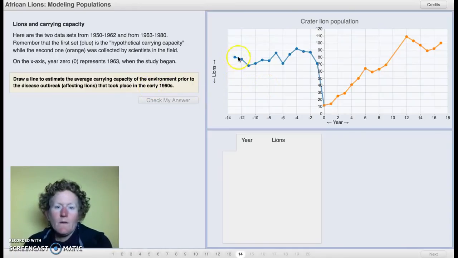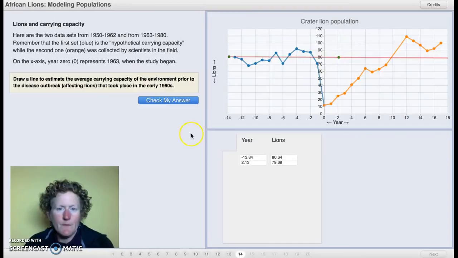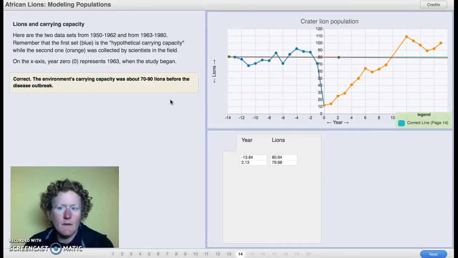So if we're going to look at the carrying capacity in the environment prior to the 1960s, right in here, I think the average is going to lie right in here. So I'm going to click from here to here. Let's see if I'm right. Yeah, wow, I was right on. Cool. So this is what they consider to be the carrying capacity of the lions before 1963, before that disease outbreak.